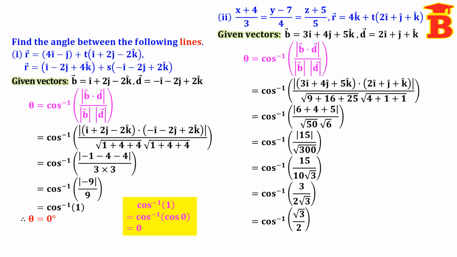So this is cos inverse of root 3 divided by 2. And write the angle for this number.